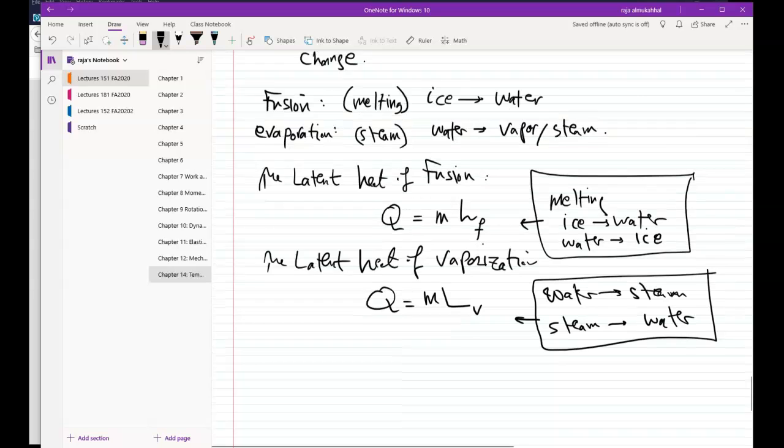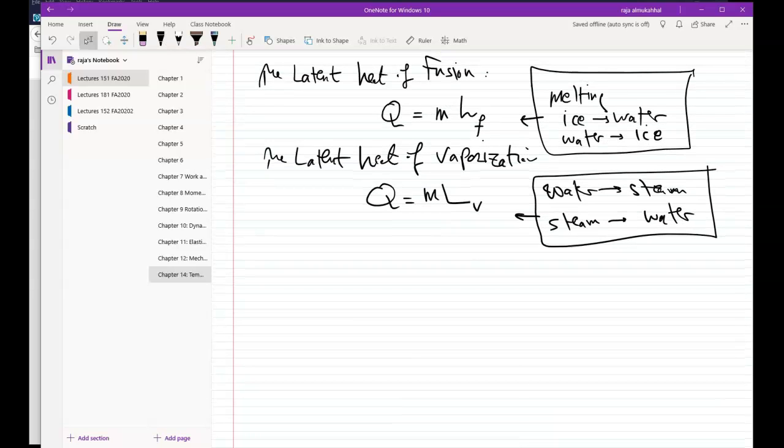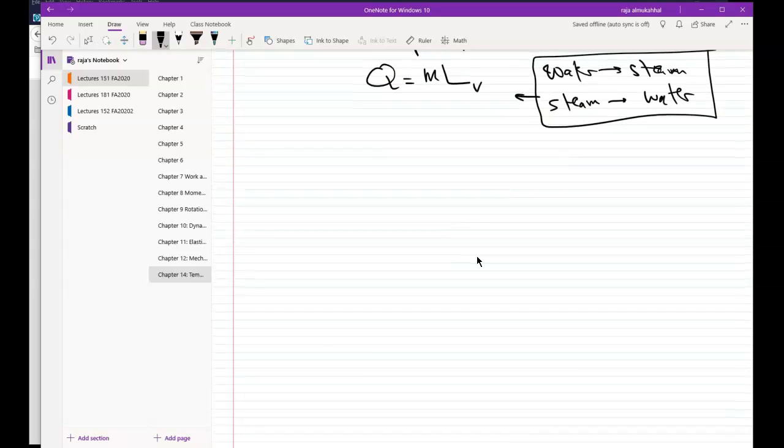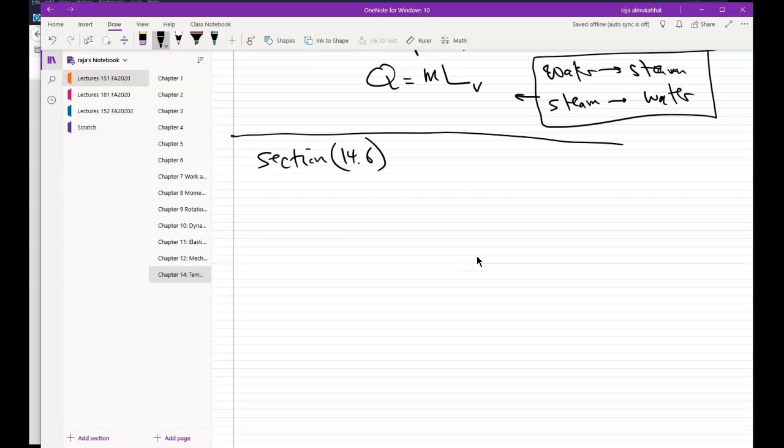But let me move on to the next topic, and I'll come back to this, and that is calorimetry, which is section 14.6, calorimetry.